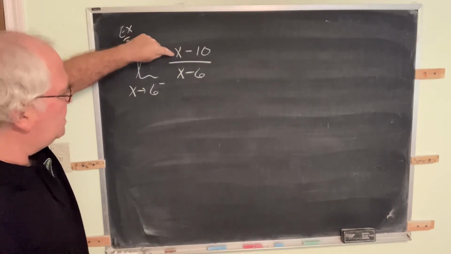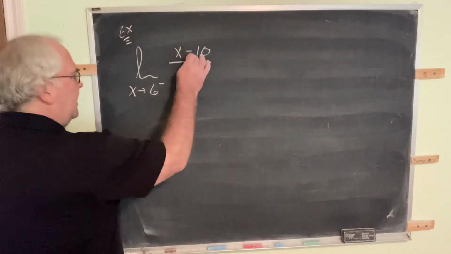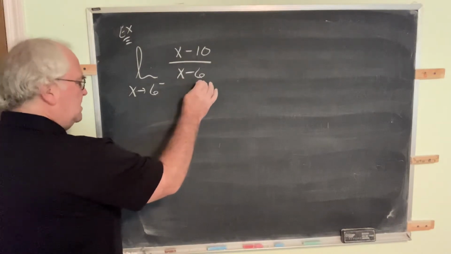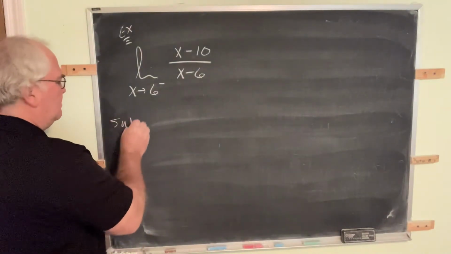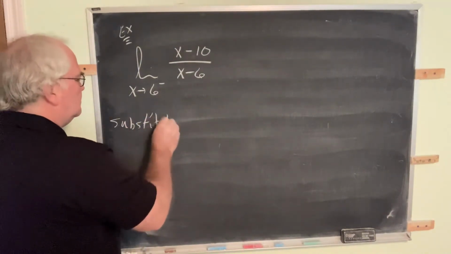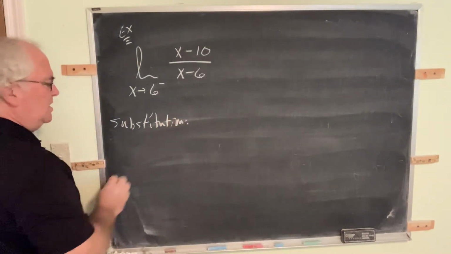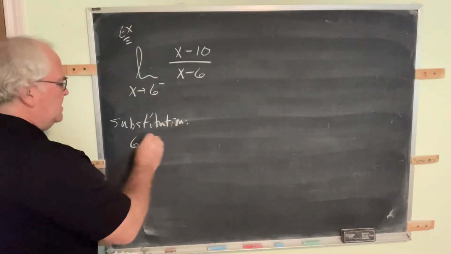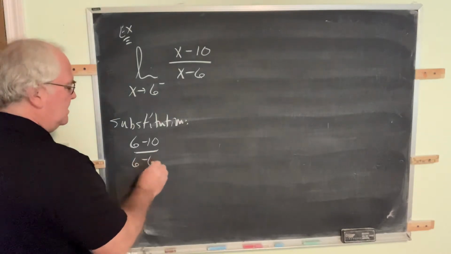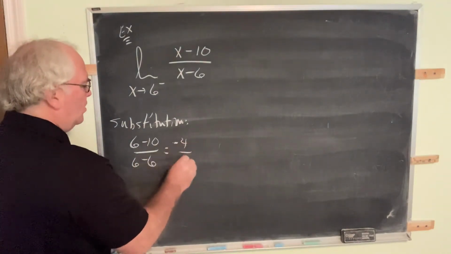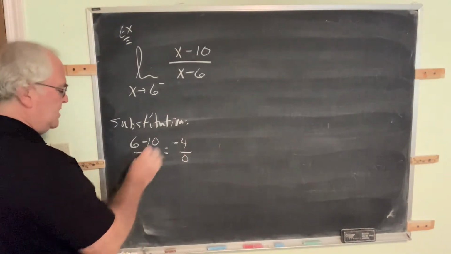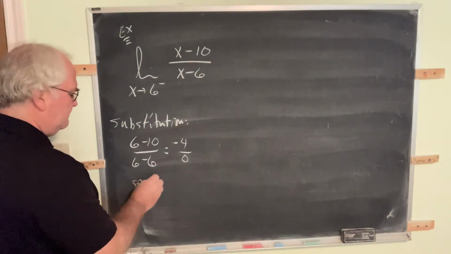So if we substitute, 6 minus 10, that's negative 4. 6 minus 6 is 0. So substitution gives 6 minus 10 over 6 minus 6. This is negative 4 over 0. This is non-zero over 0. This is the special case.